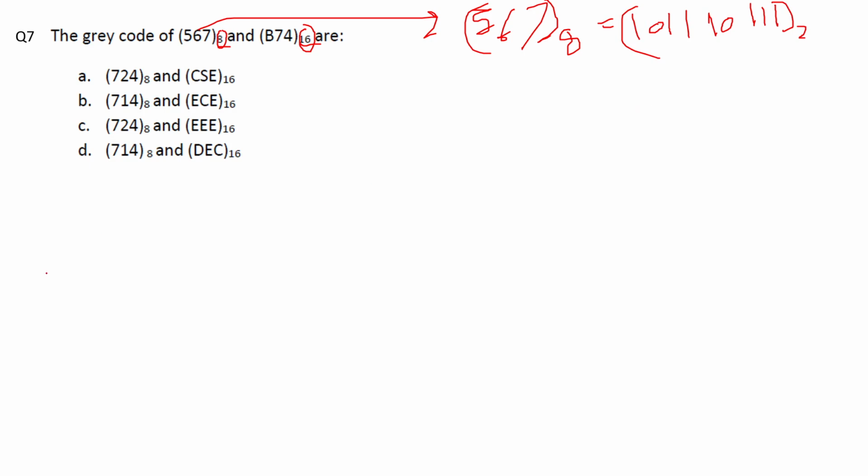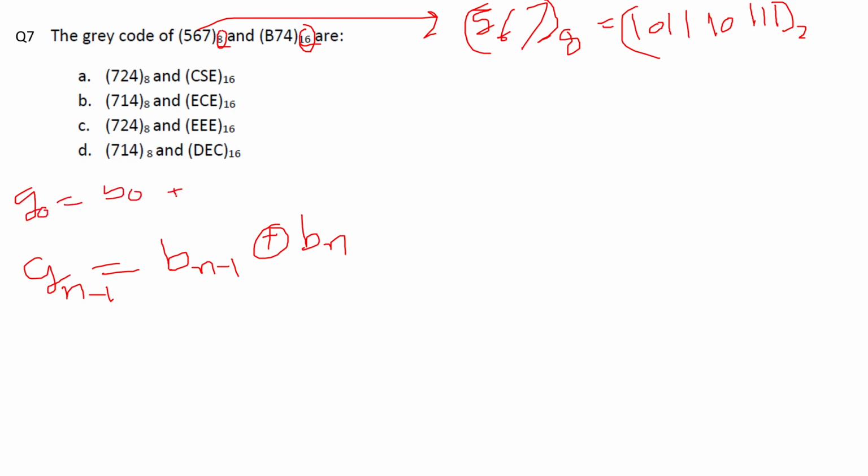Now we have to convert this number into its gray code. Gray code is converted by this formula: g(n-1) is equal to b(n-1), and g(n-2) is equal to b(n-1) XOR with b(n-2), and so on, and finally the last bit is equal to the binary bit. So here we'll take XOR of these bits.